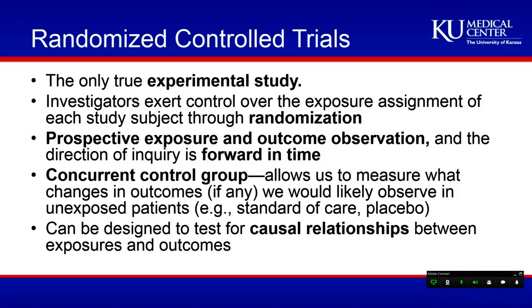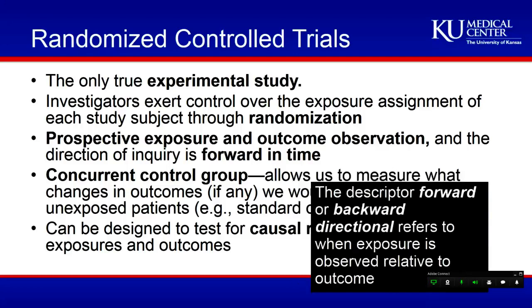What we mean by direction of inquiry is when the exposure occurred relative to the outcome and which of those we use to define the population. For instance, if I'm doing forward directional studies, I identify my patient population and then the exposure happens first. Treatment or control, exposed or unexposed. And then I look forward in time, either prospectively or retrospectively, to see whether or not the outcome happened. Backward directional means that I actually start at the back end.